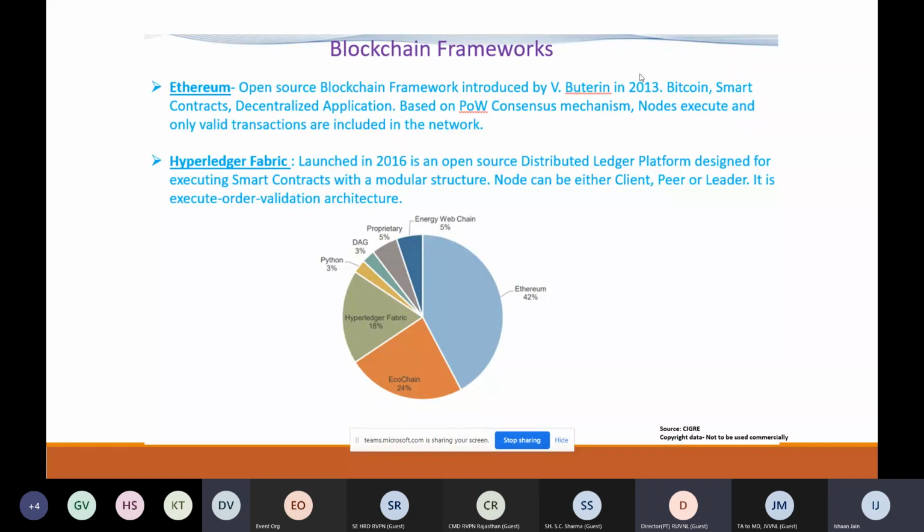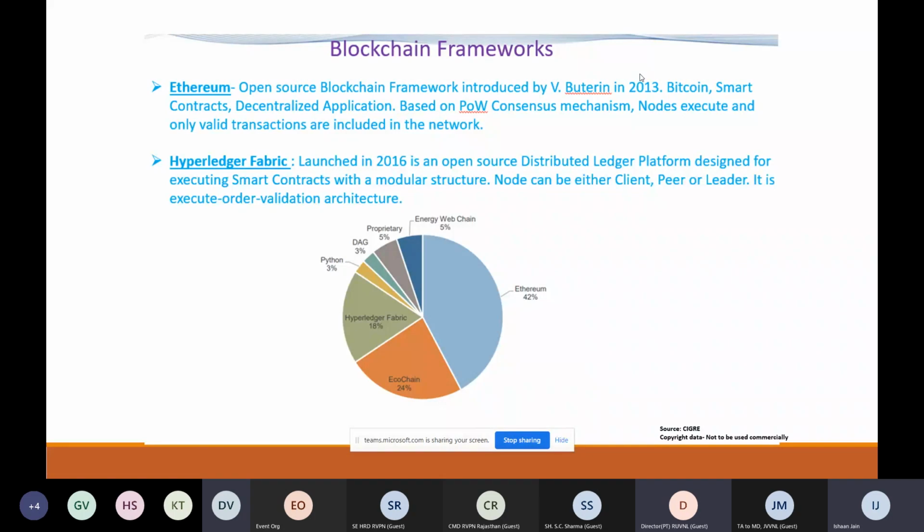So these smart contracts can be fabricated or woven on this particular Hyperledger Fabric. Nodes, again I told you, can be either client, peer, or leader, and execute, order, validation. Some will be executing, some will be ordering, some will be validating. So whatever transactions you are doing on this network are being validated. Some validators we can also keep.